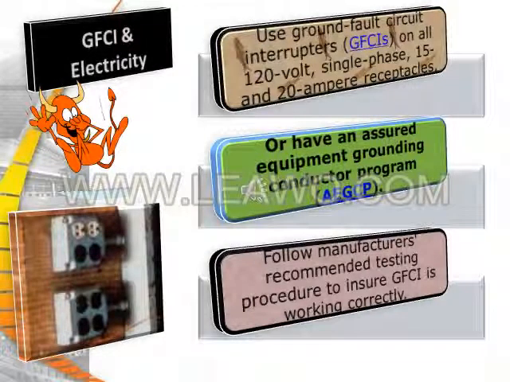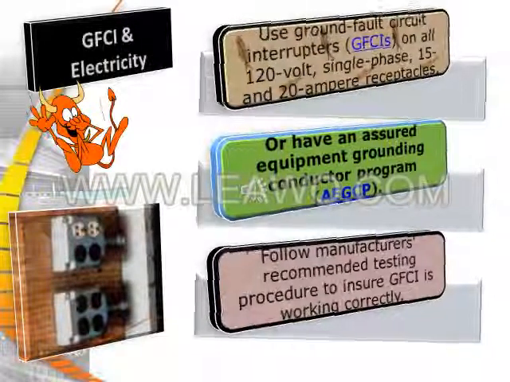Use ground fault circuit interrupters, or GFCIs, on all 120 volt single phase, 15 and 20 ampere receptacles, or have an assured equipment grounding program. Follow the manufacturer's recommended testing procedures to ensure the GFCI is working properly.